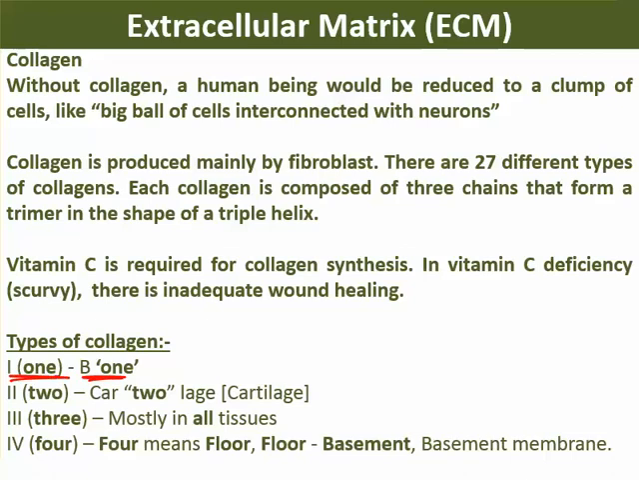Type 1 is present in the bone. Easy to remember, bone contains 1. Type 2 is present in the cartilage. So just spell cartilage as a cartilage; cartilage contains type 2 collagen. Type 3 is present in all the tissue. Type 4, remember, it is floor. Floor means basement, so it is like below the floor. That is how to remember type 4. Otherwise you can memorize it. Type 1 is present in the bone, type 2 in the cartilage, type 3 everywhere, type 4 in the basement membrane.